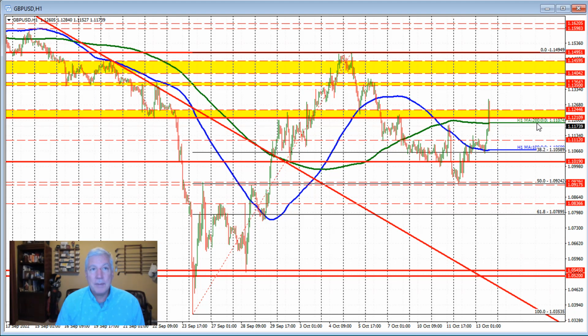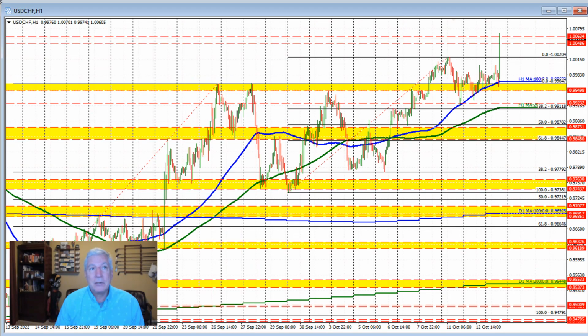And we're currently back below the 200-hour moving average at 1.1874. That's going to be really close resistance. Also watch this swing area between 1.12109 and 1.12446. Pound sterling, very unsteady. Dueling stories going on. So be careful with that currency pair.